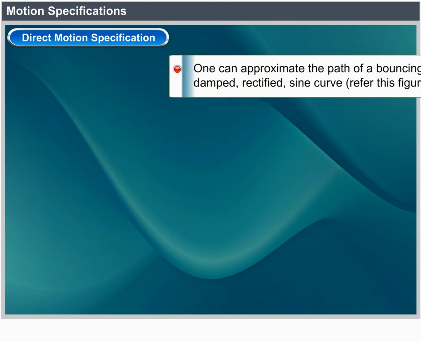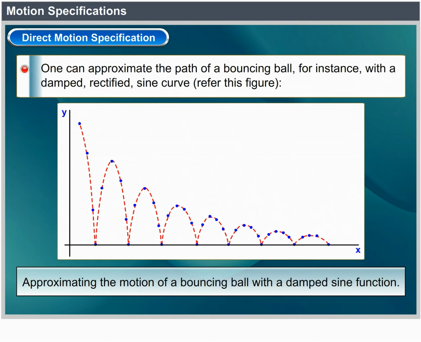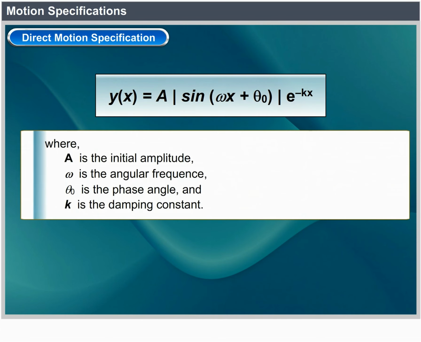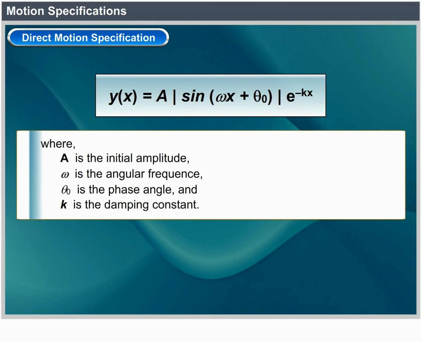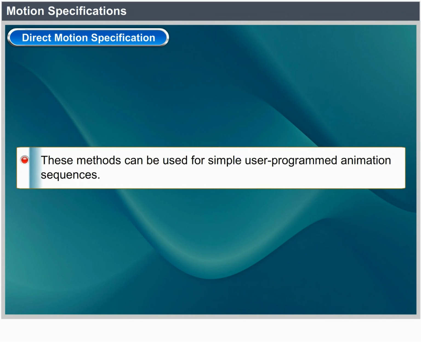We can approximate the path of a bouncing ball, for instance, with a damped, rectified sine curve, refer figure, where A is the initial amplitude, omega is the angular frequency, theta 0 is the phase angle, and k is the damping constant. These methods can be used for simple user-programmed animation sequences.